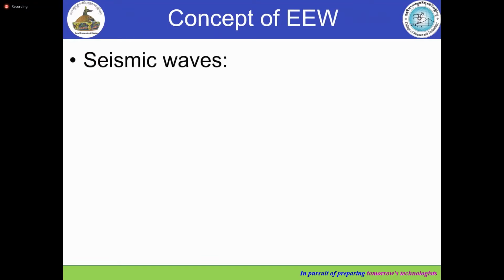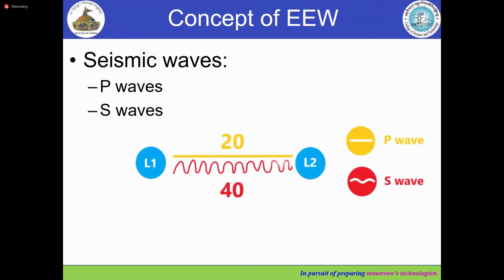Seismic waves are generally categorized as primary P waves and secondary S waves. The primary P waves are known to travel twice the speed of secondary waves and are less destructive. However, S waves are slower and can be highly destructive. For example, if it takes P waves about 20 seconds to reach location L2 from L1, then the S waves will follow in the next 20 seconds after the P waves have arrived at location L2.